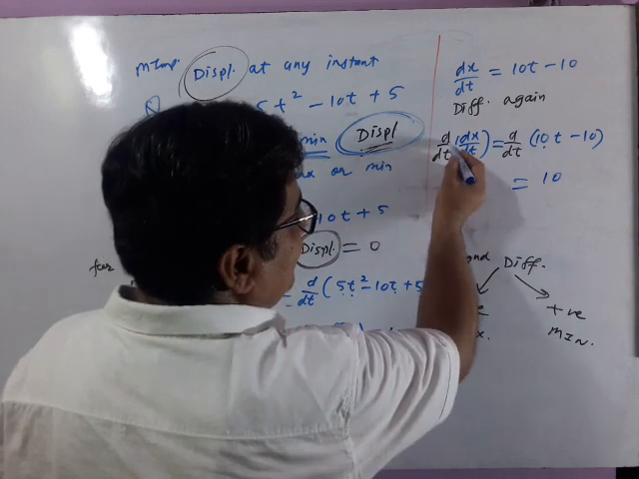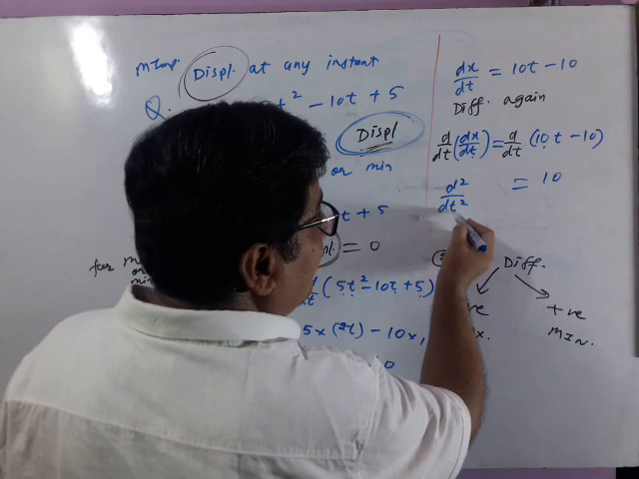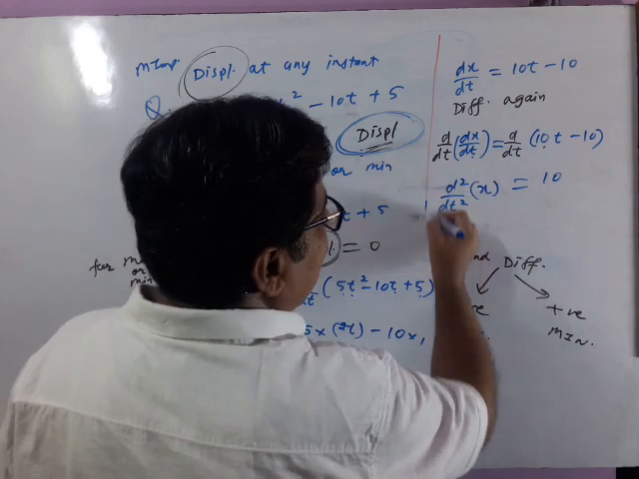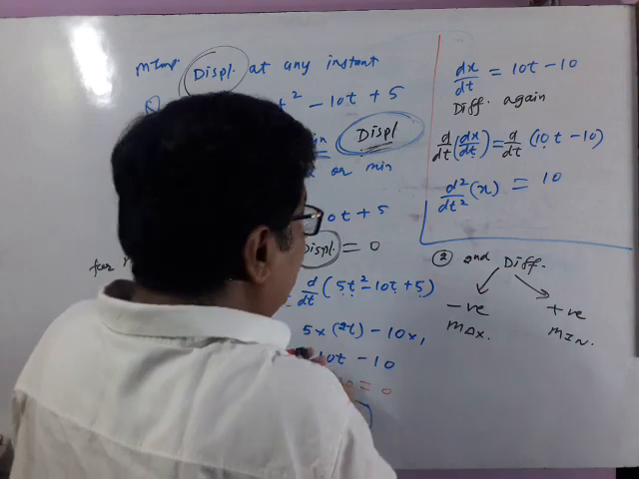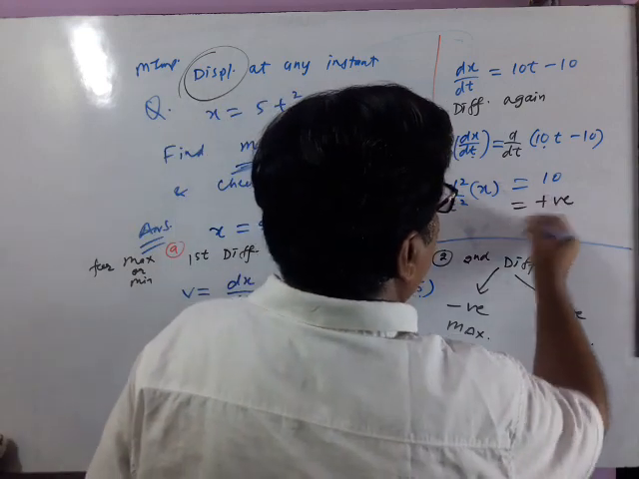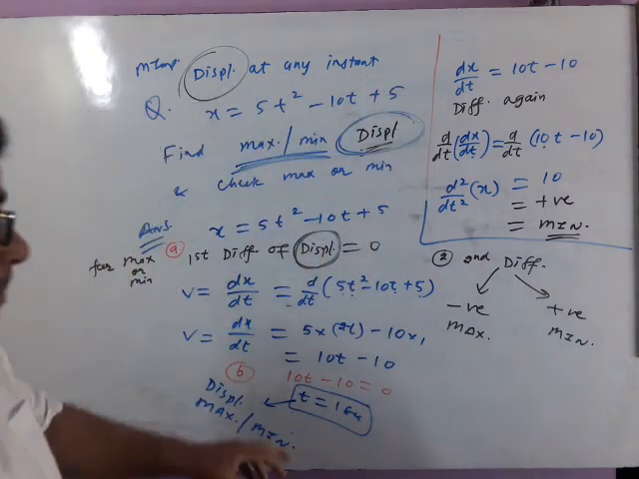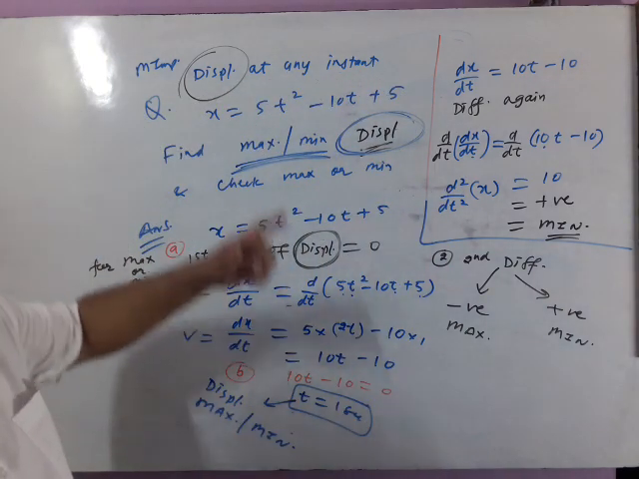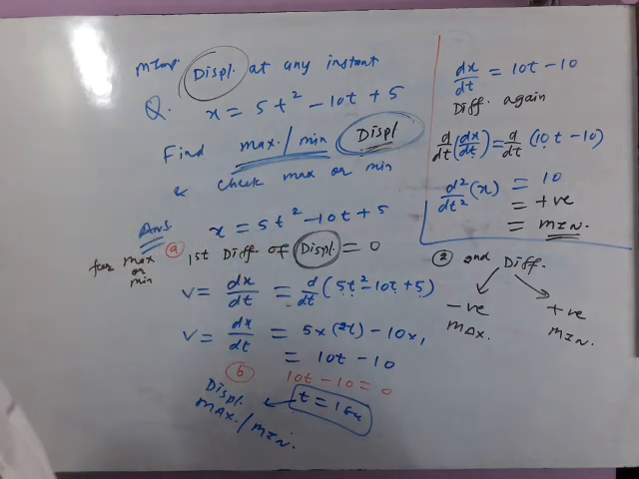This is called the second derivative. We can write it like this: d²x/dt², d by dt, d square by dt square. This is the second derivative. See, if the second derivative is negative, it is maxima. If the second derivative is positive, it is minima displacement. So when you put t = 1 second in this formula, you will get the minimum value of displacement. Got it?